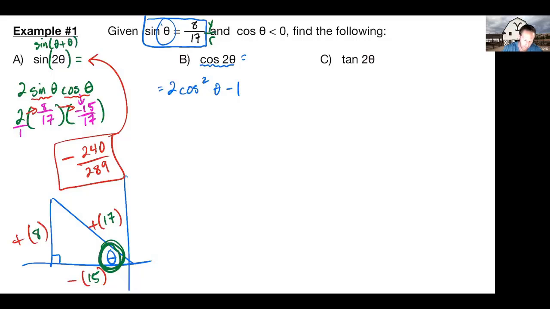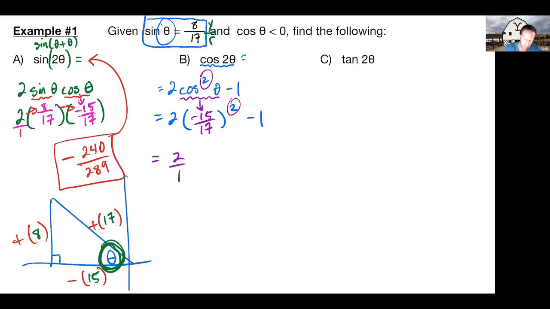Okay, so the only thing I'm going to actually have to find and evaluate is what the cosine of theta is. That's what I'll plug in there, and I'll still square it, then multiply by 2, then subtract 1, all of the order of operations that we reviewed at the very beginning of the class. So what is cosine of? Notice we changed it to theta from 2 theta, and we have theta. So cosine of theta is the x over r, which is negative 15 over 17.